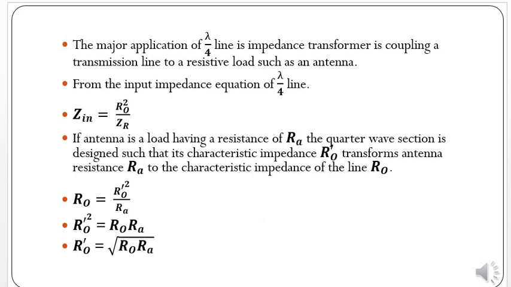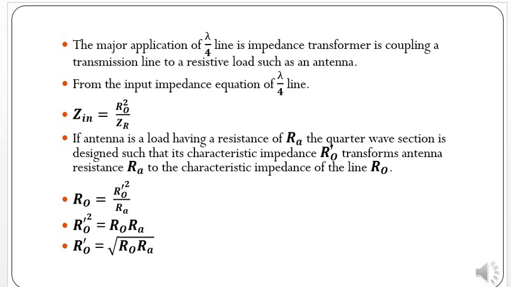Applications. The major application of quarter wave line is as an impedance transformer in coupling a transmission line to a resistive load such as an antenna. From the input impedance equation of quarter wave line, the input impedance equal to R naught square by ZR. If antenna has a load having a resistance of RA, the quarter wave section is designed such that its characteristic impedance is R naught dash, to transform the antenna resistance RA to the characteristic impedance of the line R naught.